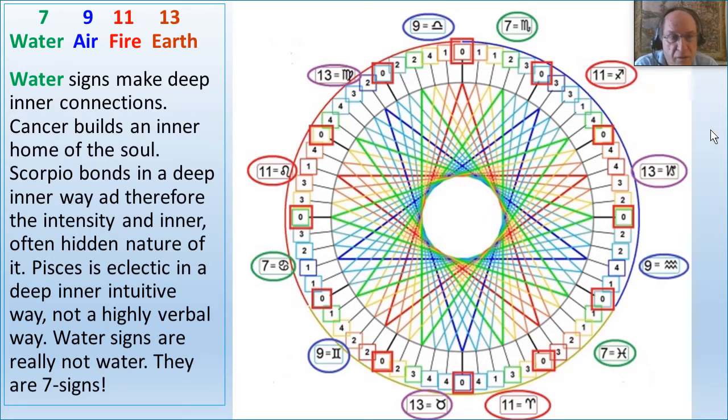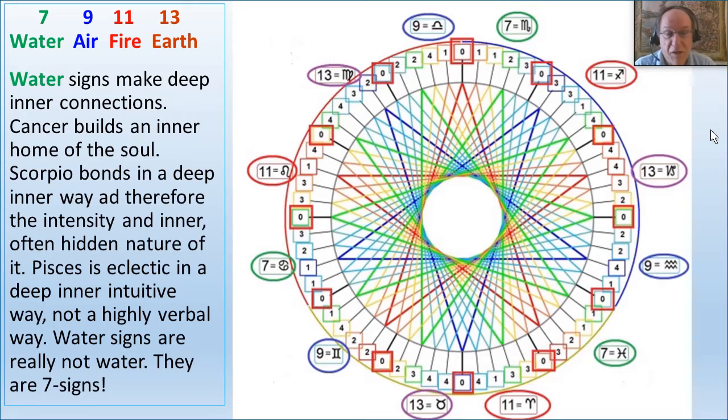And Pisces is eclectic. It pulls all these different things together. How does it do it? In a deep, inner, intuitive way, not a highly verbal way. So it is true in a way that water signs are not highly verbalized. They're deep and inner. So it's true that there's an emotional element to it. This is just a clearer, better way to understand it because of what the signs actually are. Water signs are not really water, they are seven. Maybe we should call water signs seven signs.